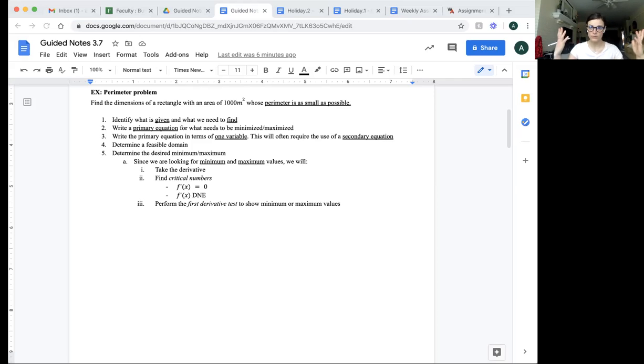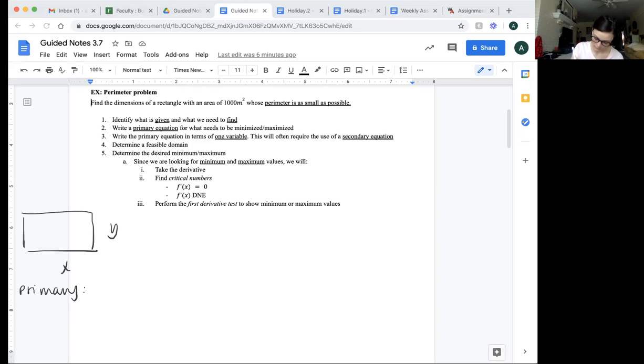So without further ado, the perimeter problem. First thing I'm going to do is draw a picture. I have a rectangle, and I'm going to call this side x and this side y. We want to know whose perimeter is as small as possible. So step 2 says primary equation for what needs to be minimized or maximized. Our primary equation is going to be perimeter.